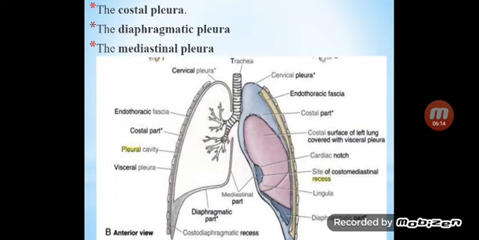The third part is the diaphragmatic pleura. From its name, it covers the diaphragm. The fourth part is the mediastinal pleura, which forms the lateral boundary of the mediastinum. We said the mediastinum is the median partition. Laterally, its boundaries are formed by the mediastinal pleura.